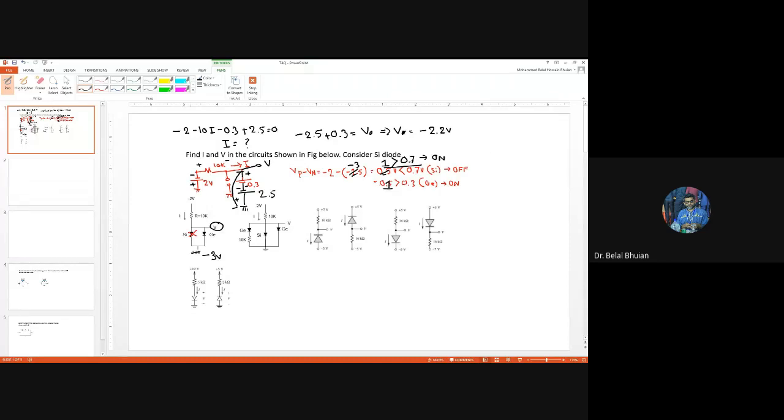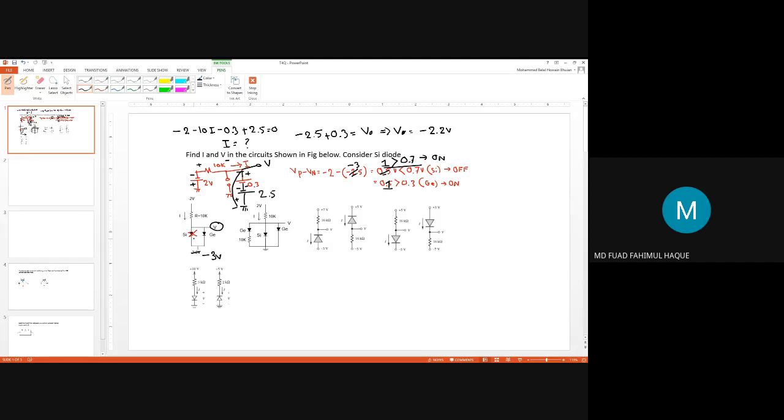So the silicon diode appears to be on and the germanium diode appears to be on, and both of them are parallel to each other. However, we know that two dissimilar voltage sources cannot be connected parallel to each other. In that case, the diode that requires the smallest voltage to turn on will remain on, the other diode will be off. So what if the voltage was 2 instead of 3?